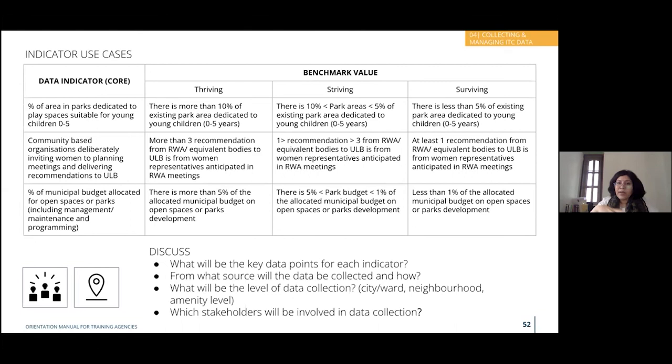So similarly, there are a lot of these indicators. Let's look at this one, community-based organizations deliberately inviting women to planning meetings and delivering recommendations to ULB. This is, I think, under the social services element. How can we get this information? I think the NGOs take a major role in these kinds of exercises. The Dwakra groups in the rural areas. These are the women-oriented groups.